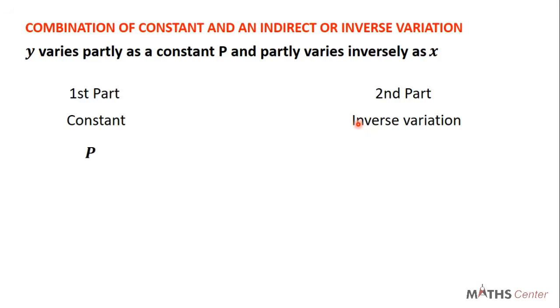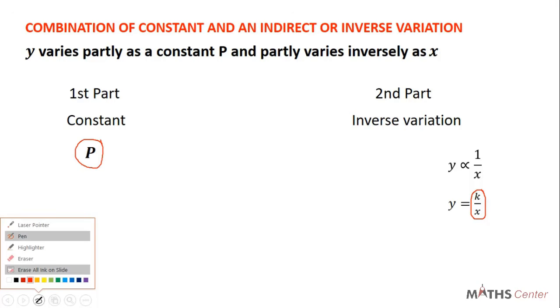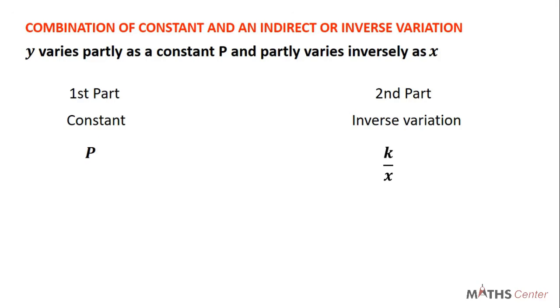From the videos on inverse variation, we learned that if y varies inversely as x, it's written as y is proportional to 1 divided by x. And if we introduce the constant of proportionality, then y is equal to k divided by x. This means that the second part of y is k divided by x. The first part of y is p. So the inverse variation part is k divided by x, and the constant part is p.